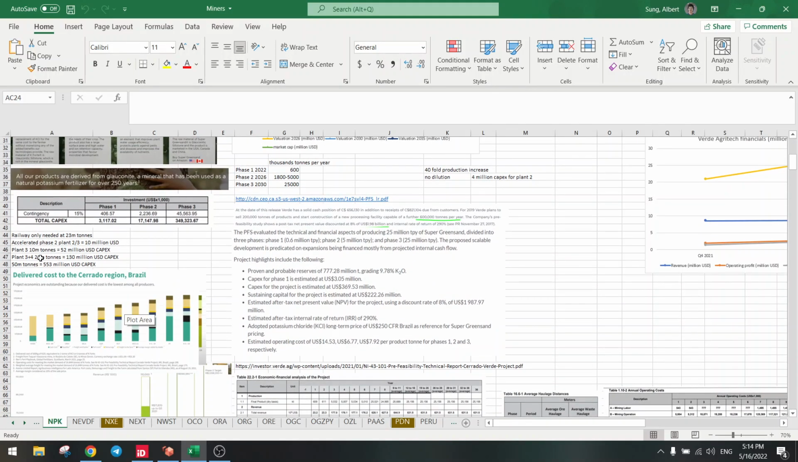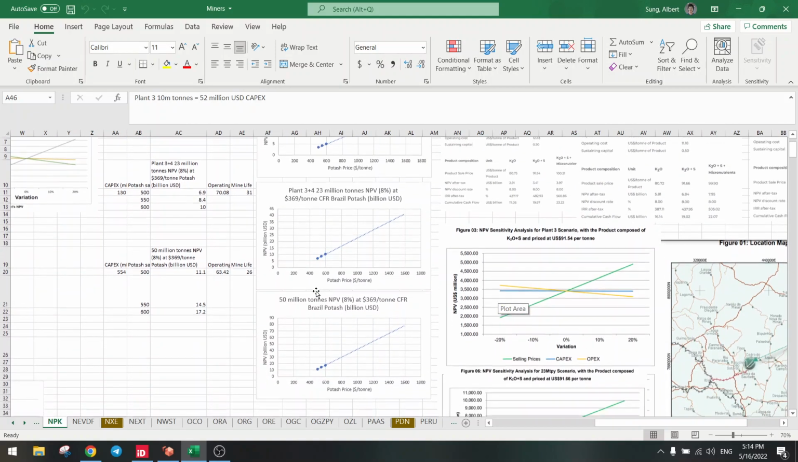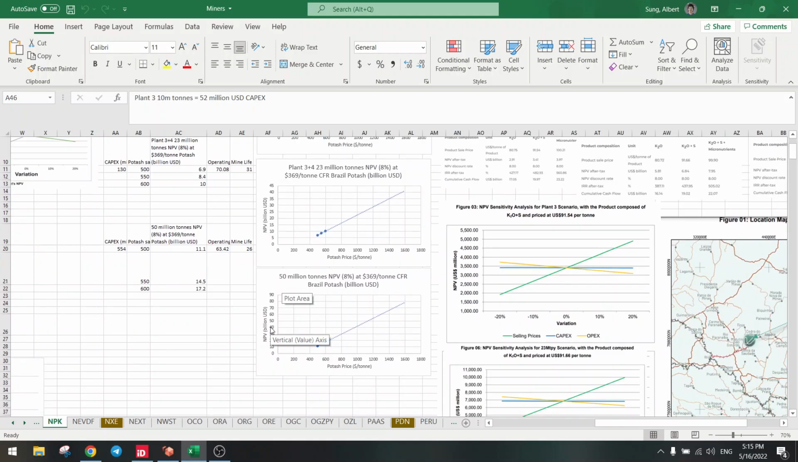One word about CapEx. CapEx for plant 3 was only 50 million. This one, 130 million, is actually plant 3 and 4 together. So actually plant 4 is only about $70 million. So, I mean, these are just low numbers, low CapEx numbers. You can build a plant with only $70 million and you get an NPV in the multi-billion dollars, right? 20 billion, 15 billion here, and 40 billion in this scenario.